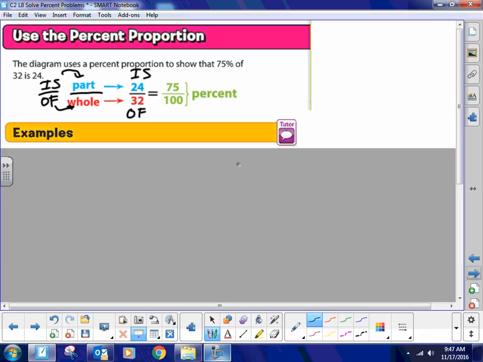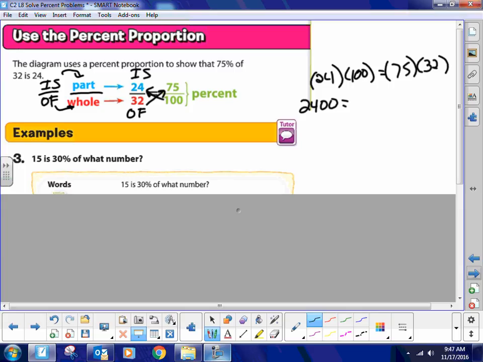Okay? Now, when you cross multiply all this, you'll see that they both become equal if you look at it real close. When you cross multiply this, you got 24 times 100, which is an easy number to solve for. And you got 75 times 32, which is a little more difficult to solve for. 24 times 100, just add 2 zeros onto it. Okay? And then we'll do some work off to the side here. 75 times 32.